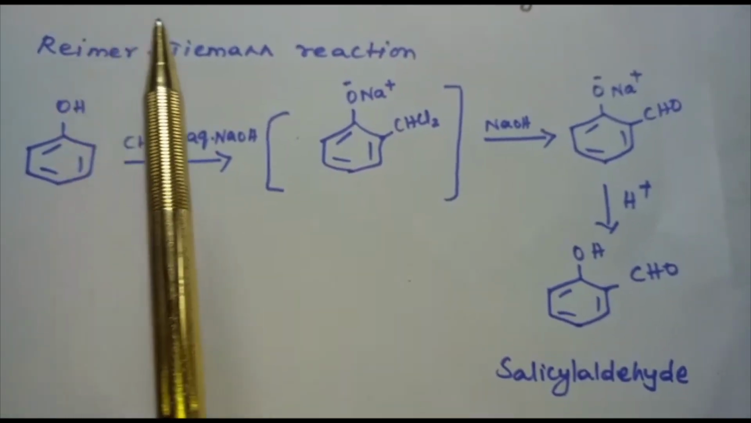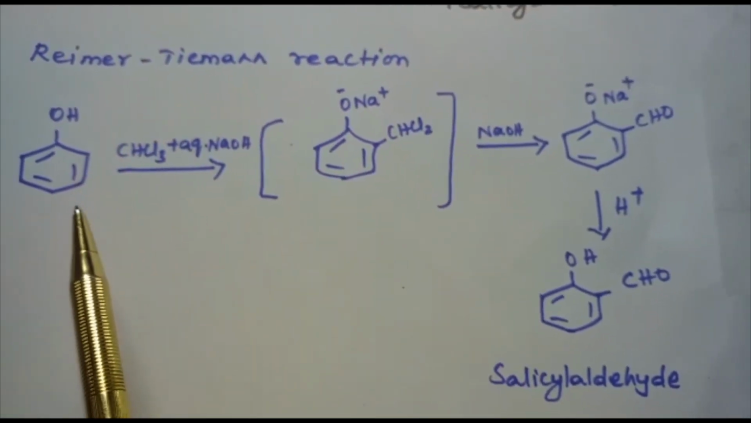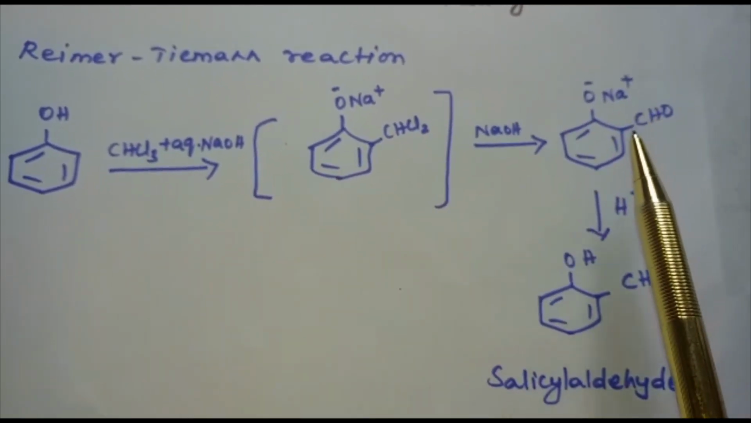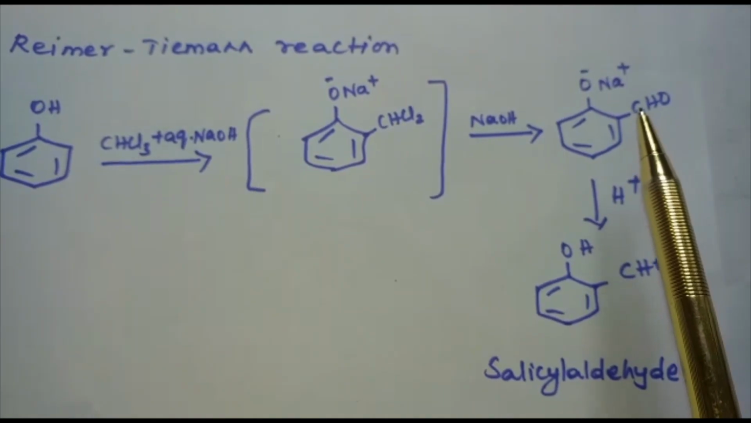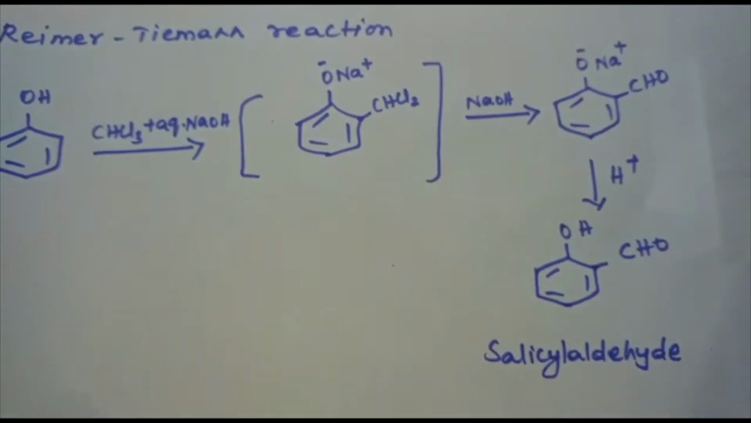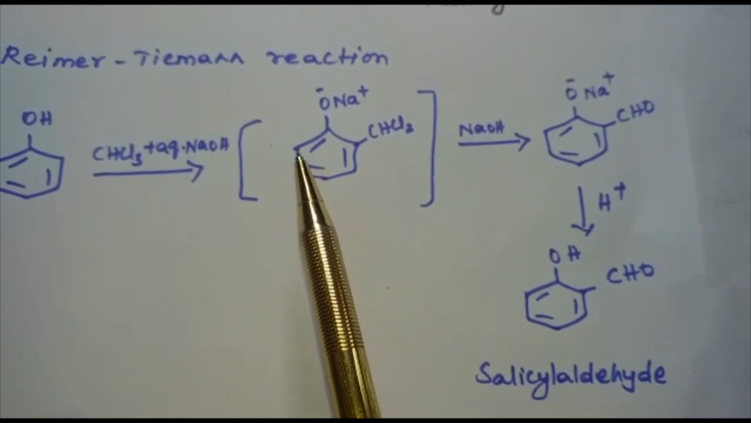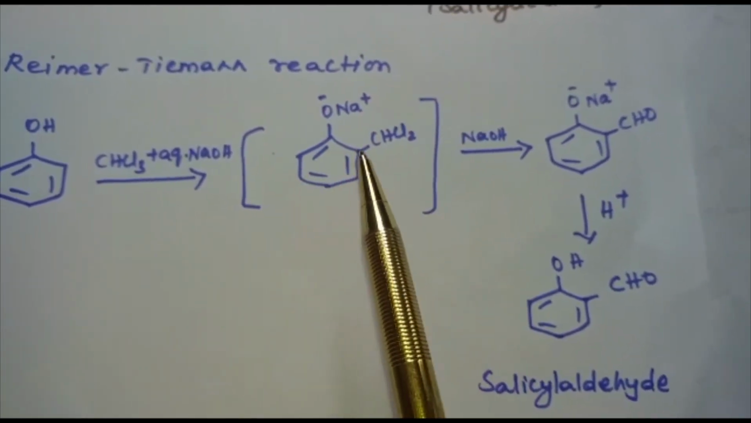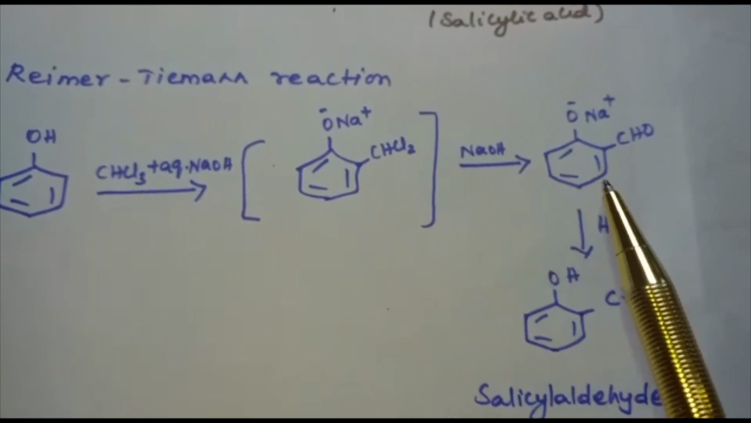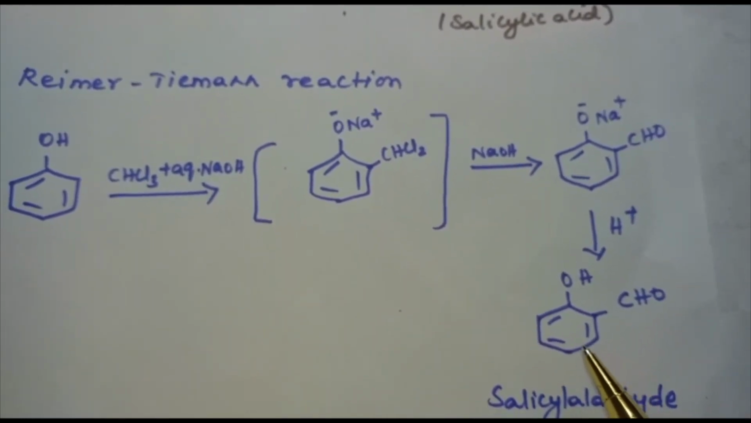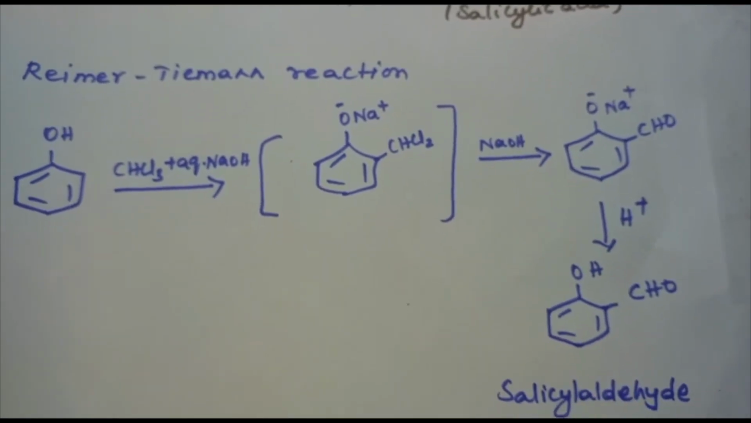Next reaction is the Reimer-Tiemann reaction. On treating phenol with chloroform in presence of sodium hydroxide, a CHO group is introduced at the ortho position of the benzene ring, and this reaction is known as the Reimer-Tiemann reaction. This is the intermediate substituted benzyl chloride. This is hydrolyzed in presence of alkali to produce salicylaldehyde. This is salicylaldehyde.